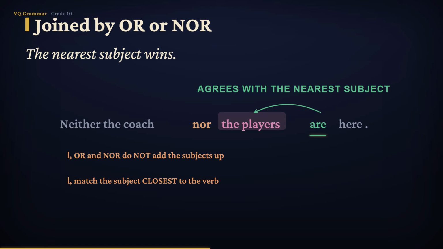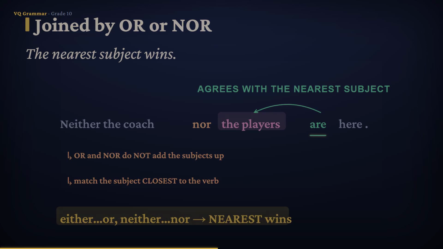So don't add the two subjects together, and don't try to average them. Just slide your finger to the subject right next to the verb and match that one. Nearest wins.